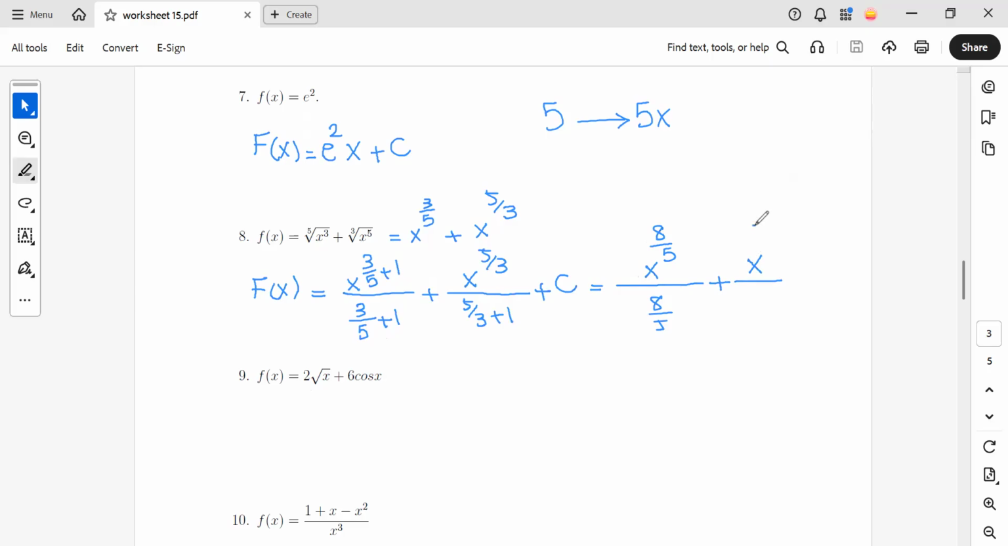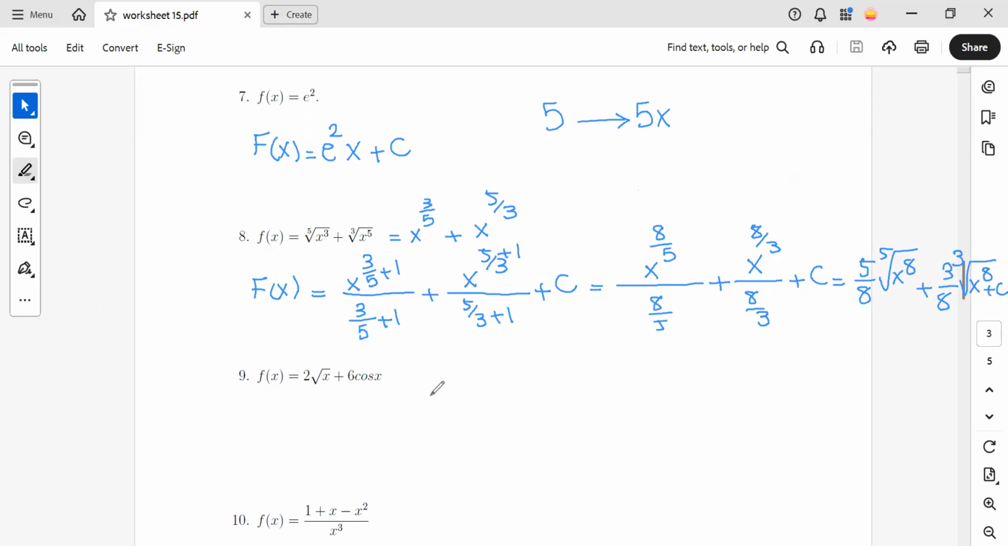It is 3 over 8 x to the power 8 over 5, plus x power, okay, this one is plus 1, 8 over 3, over 8 over 3, plus c. And you may like to rewrite it as 5 over 8 root 5 of x power 8 plus 3 over 8 root 3 of x power 8 plus c.